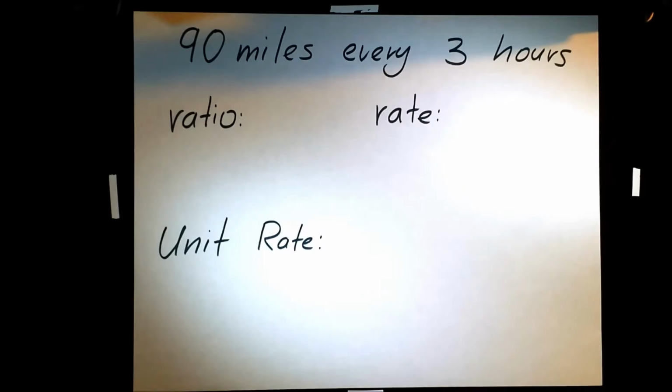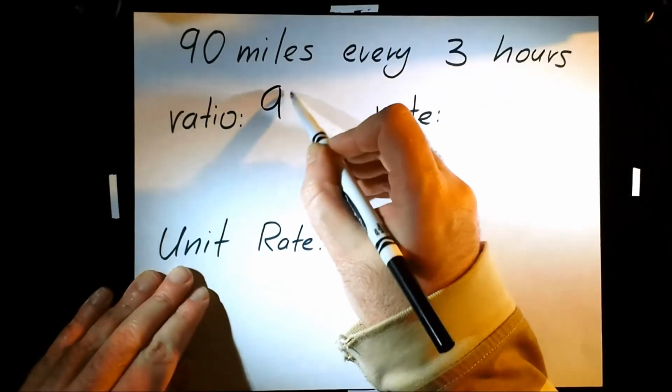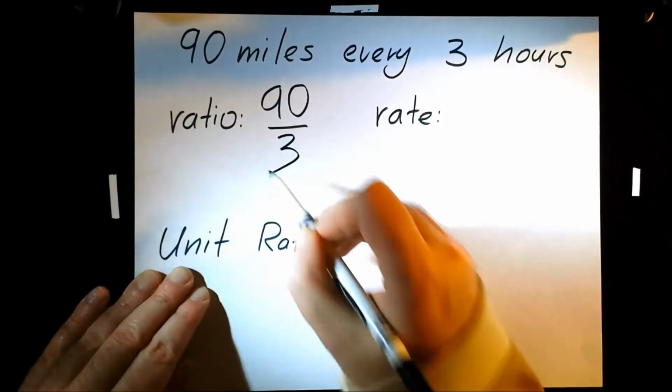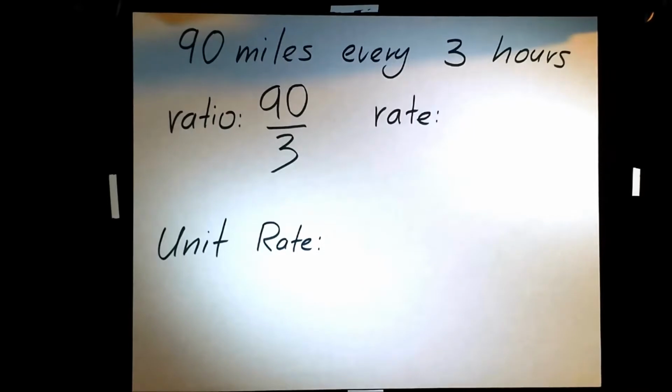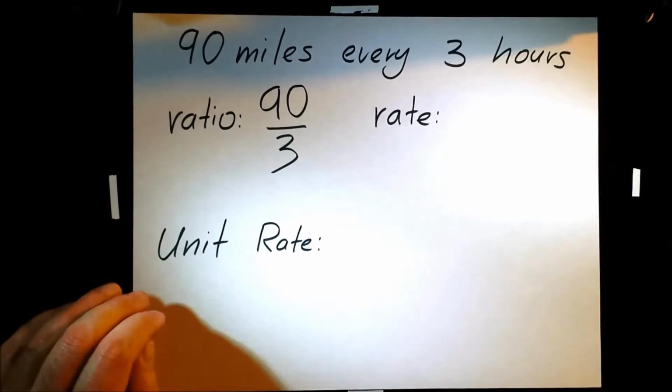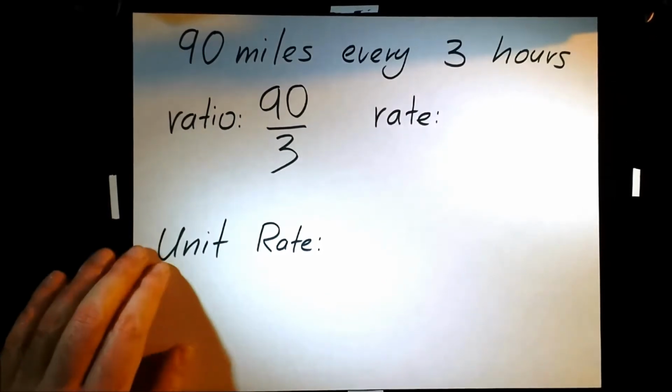Rates and unit rates have a lot of real-world applications. We use them every single day, so it's good to know how to work them out. For example, I have a statement, 90 miles every 3 hours. What is the ratio here? The ratio is 90 to 3. What is the rate? The rate is just like the ratio, except you have to include the units.